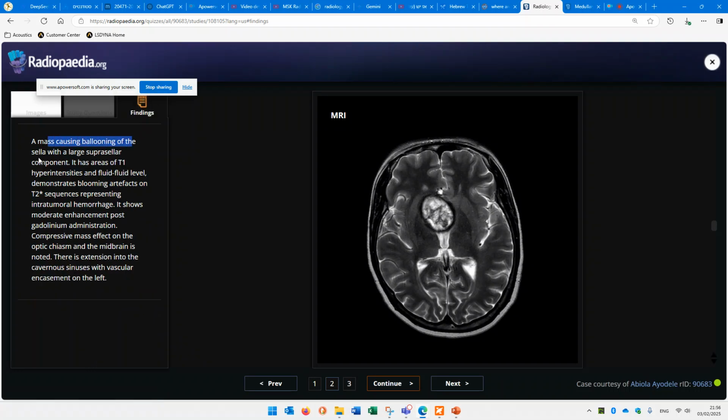So a mass causing ballooning of the sella with a large suprasellar component. It has areas of T1 hyperintensity and a fluid level, and demonstrates blooming artifact on T2 star sequences representing intratumoral hemorrhage. It showed moderate enhancement post-gadolinium administration. Compressive mass effect on the optic chiasm and the midbrain is noted. There is extension into the cavernous sinus with vascular encasement on the left.